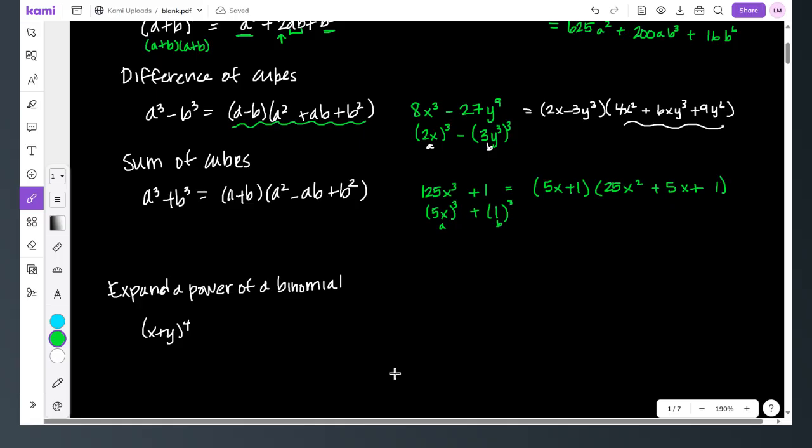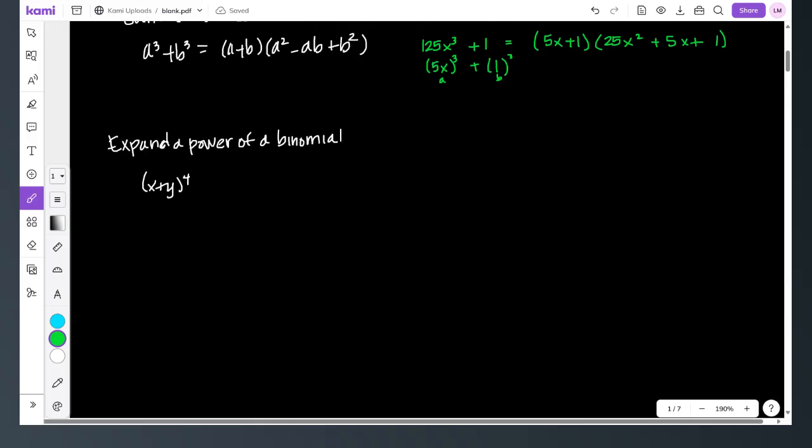All right, expanding the power of a binomial. This is a huge time saver. We're going to use Pascal's triangle, because from Pascal's triangle, we can get the coefficients of each term of the expanded form. So in Pascal's triangle, all the numbers on the outside of this triangle are 1s. The numbers in the middle are found by adding the two numbers above. So 1 plus 1 is 2. 1 plus 2 is 3. 2 plus 1 is 3.